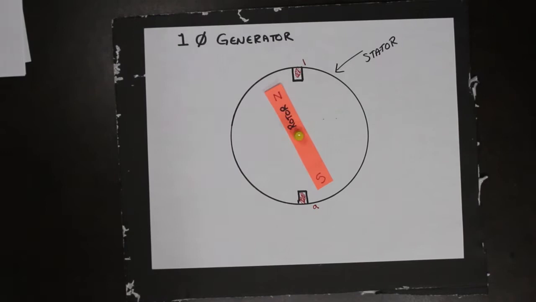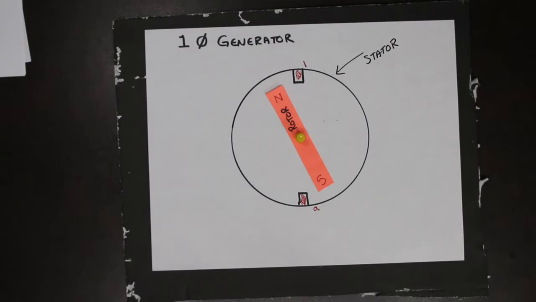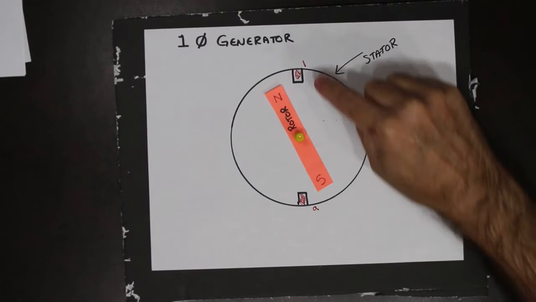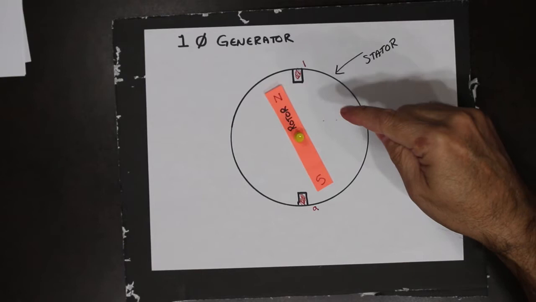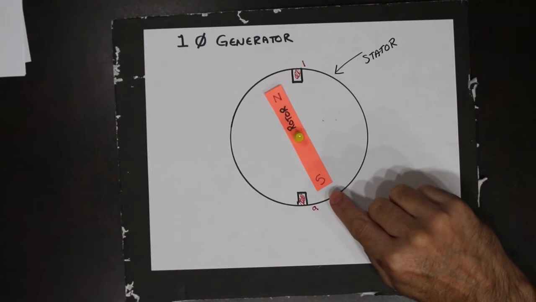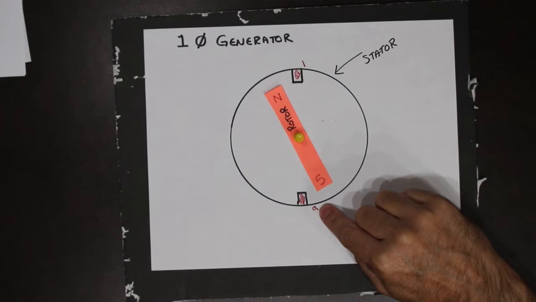All right, so first thing we're going to be looking at is what's known as a single phase generator. This generator will produce one phase of electricity. There are a few different parts to a generator. The part that does not move is called the stator. Inside the stator, we typically have a coil of wire. The coil has two distinct ends. We call one end of the coil one. The other end of the coil we call A, and that distinguishes the two different ends of the same coil.